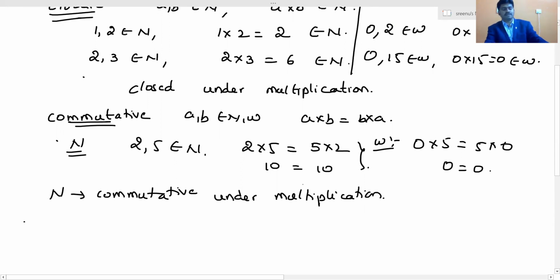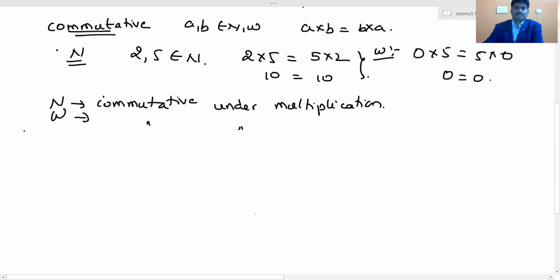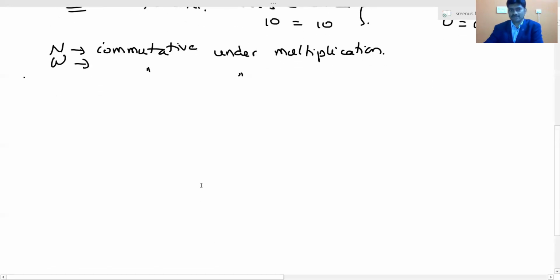Right? So likewise, we will go. And then whole numbers also, the same property will come. Whole numbers are commutative under multiplication. So closure and commutative are done. Next, we will check the associative property. Associative under multiplication.